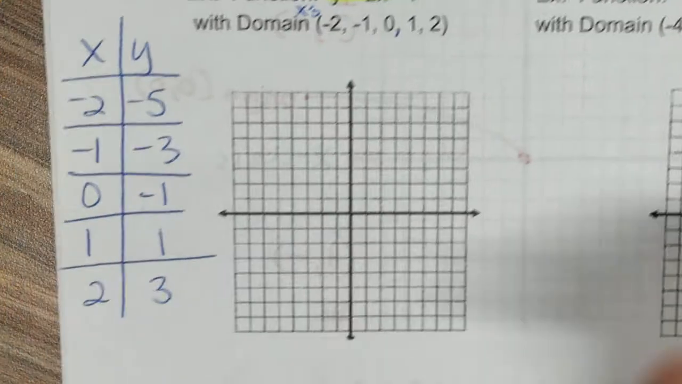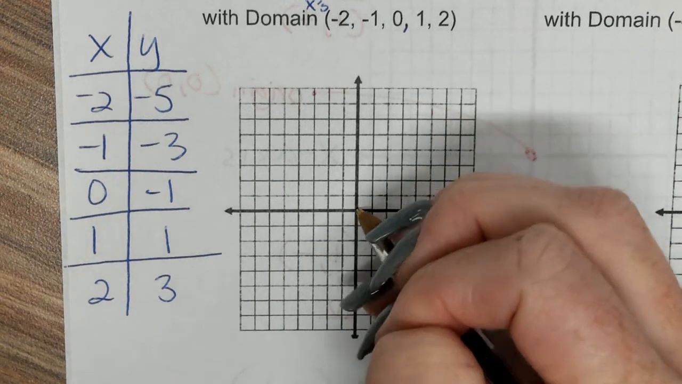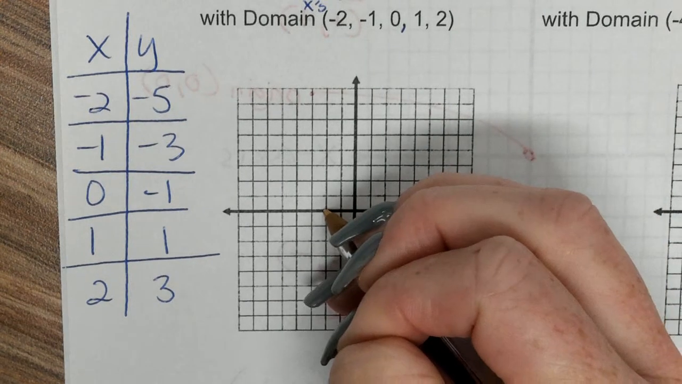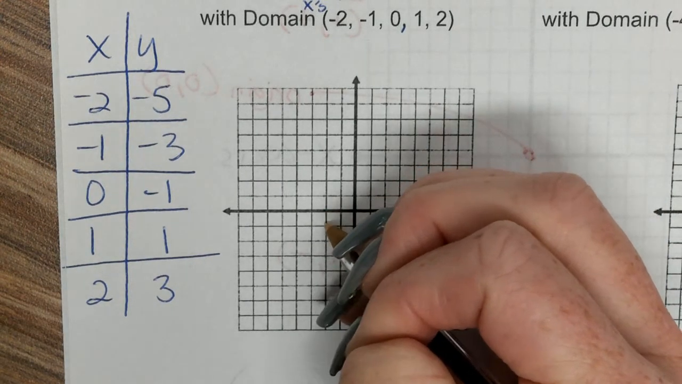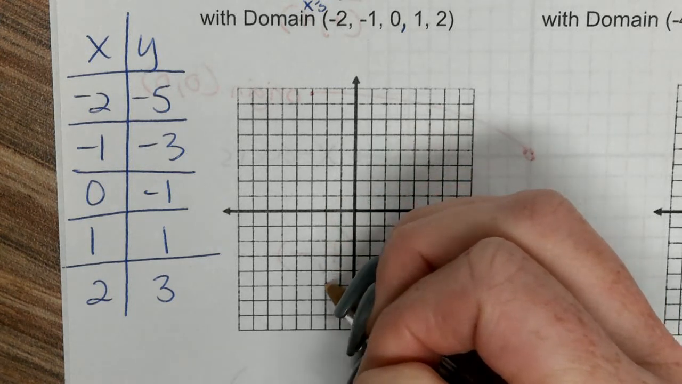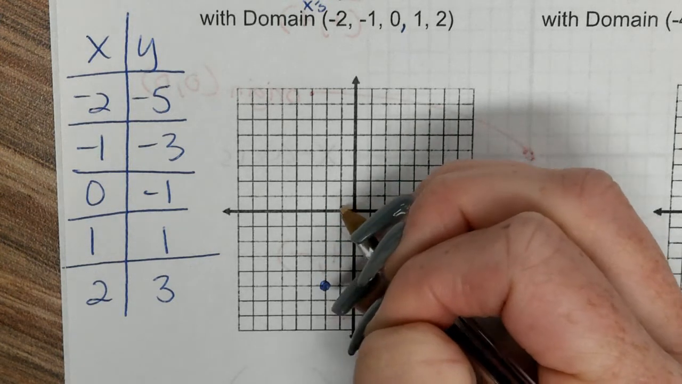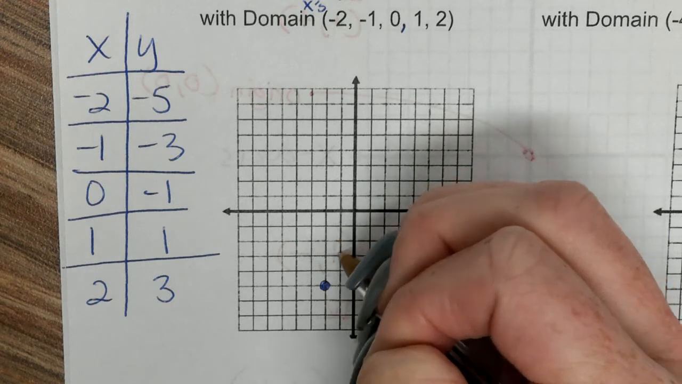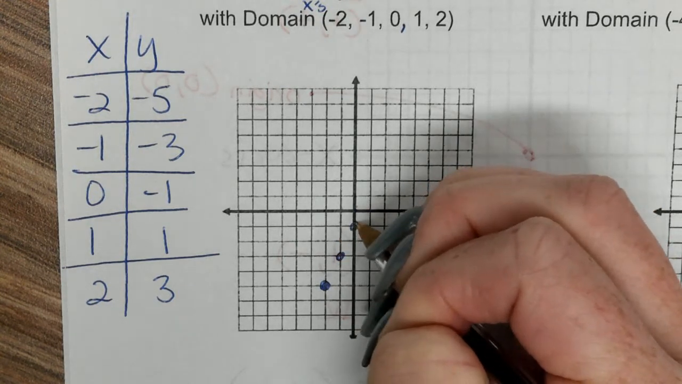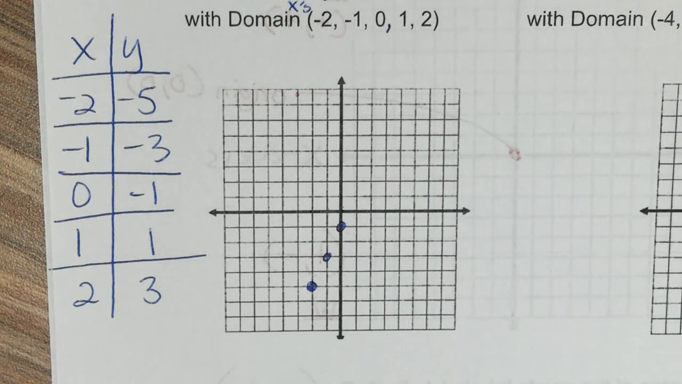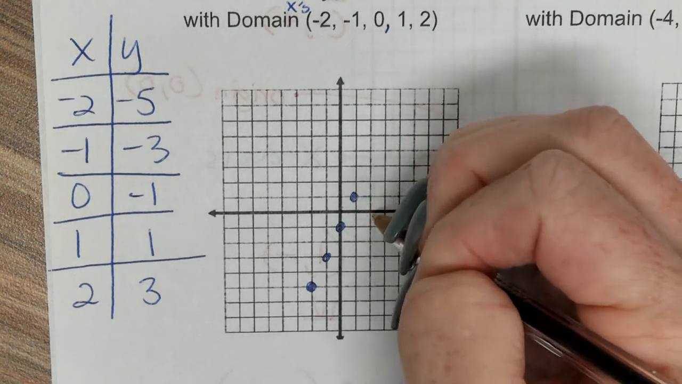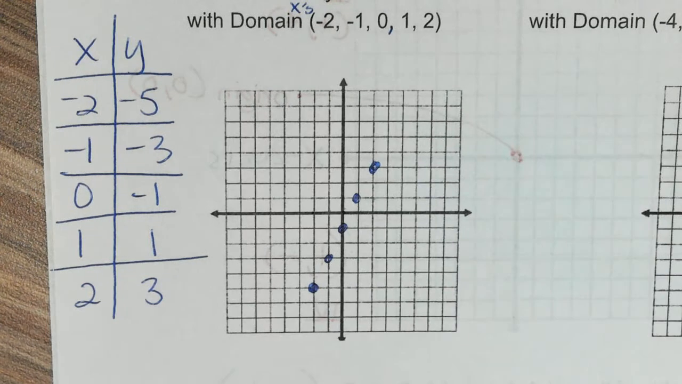All right, so here we go. -2, here's 0, yes? So I go to -2 on the x-axis and down 5. Put a dot. -1 down 3. 0 down 1. And it should make a straight line. If it doesn't, you've messed up somewhere. And I'm done. Do I connect the dots? No, because it gave us a specific domain.